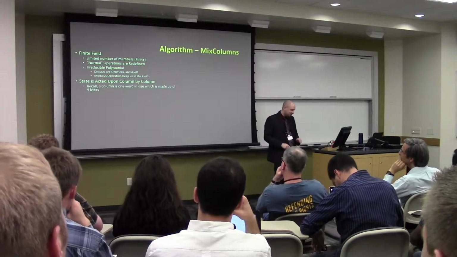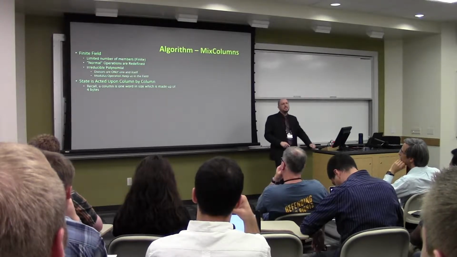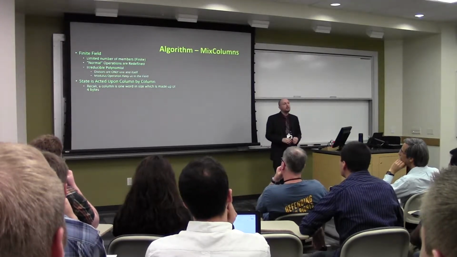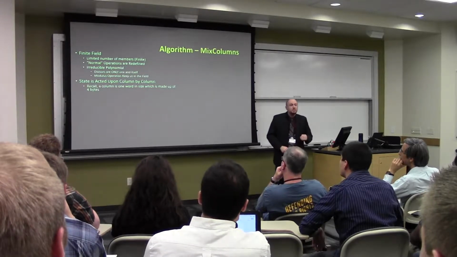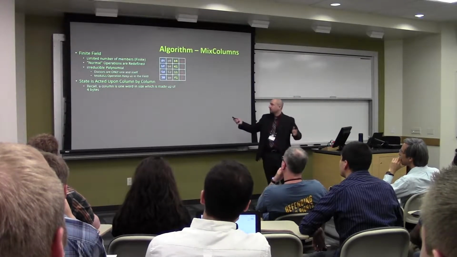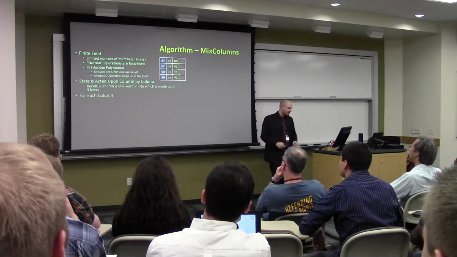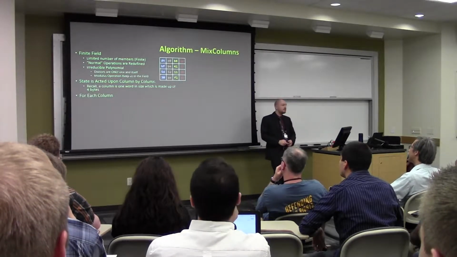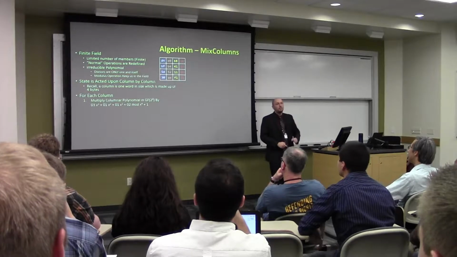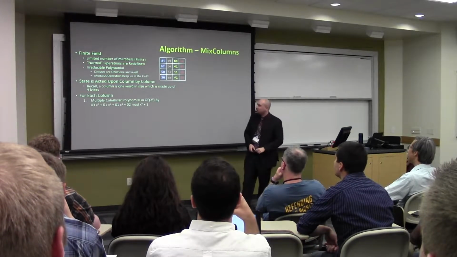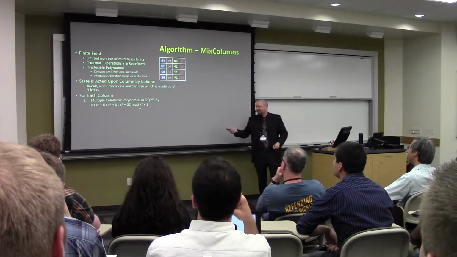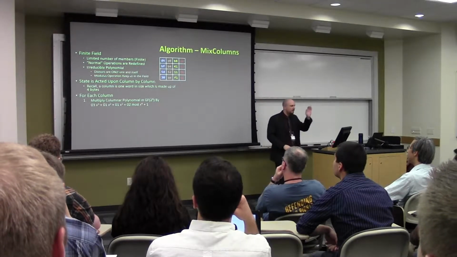Okay, mixed columns, this part gets a little hairy, so we'll go through it nice and slow. We want to recall that the state is where all of our operations take place. And a column is 1 word in size, which is made up of 4 bytes. We have a little picture of the state. Okay? For each column in the state, we're going to multiply by the columnar polynomial in the Gaussian field 2 to the 8th by 3x mod x4 plus 1.